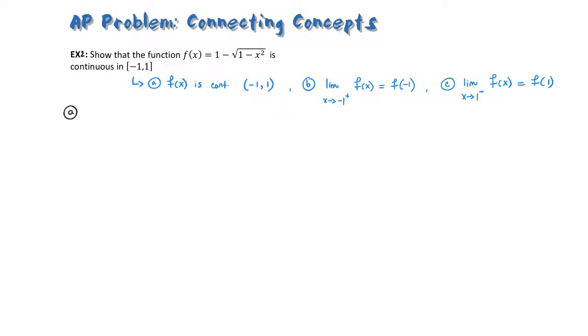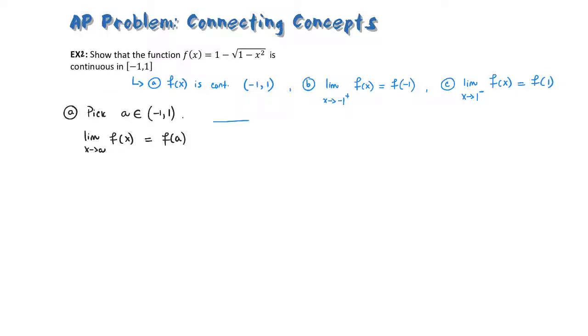Let us begin by choosing a value of x, let's say a, in the interval -1, 1. So let's pick a value a that is going to be in the interval -1, 1. What are we going to have to show? We're going to have to show that the limit as x approaches a of f of x is going to be equal to f of a. And because we are choosing a random a, it can be any number in this interval, any number.